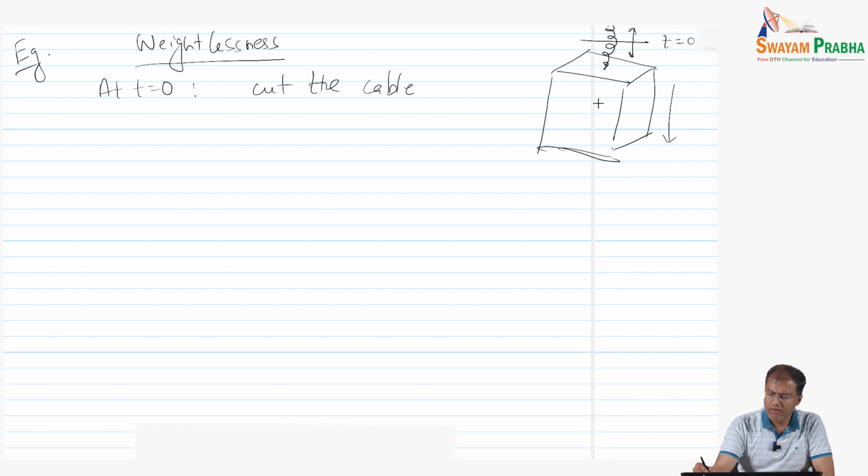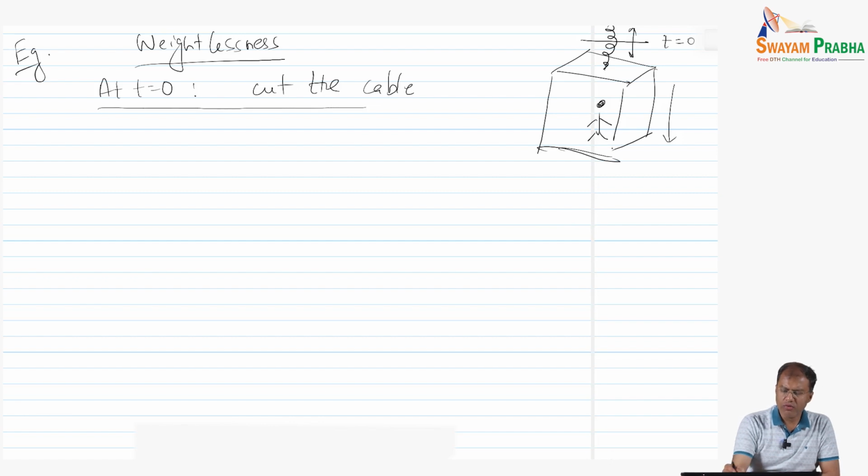The question is, suppose we have a person sitting, or let's say standing, in that elevator. We have to figure out what is the acceleration of this person with respect to this elevator, right? So let me write down this problem. At t equal to 0, we cut the cable of the elevator, and all contents of the elevator fall under uniform gravity.